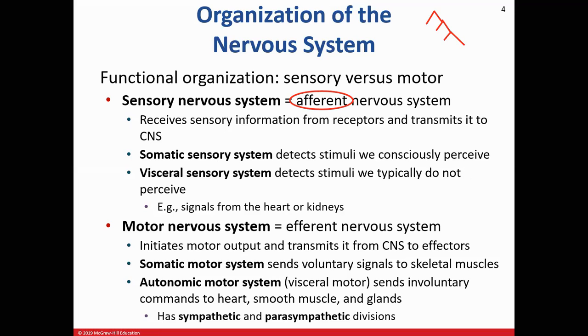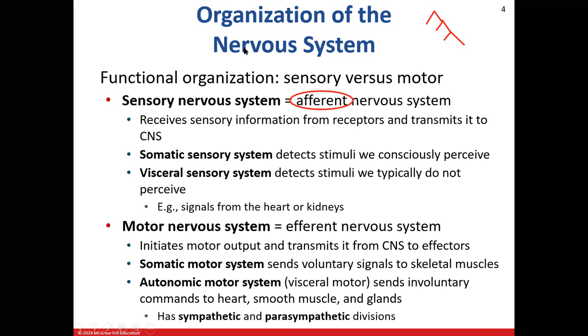Yeah, we may detect some discomfort and pain in certain instances, but as far as the visceral component, we don't feel what's going on in the kidneys, but yet they still function. We don't necessarily feel all the things going on in the heart, but it still functions. So this is the visceral sensory system. We don't have to actually know what's going on for it to continue to work.